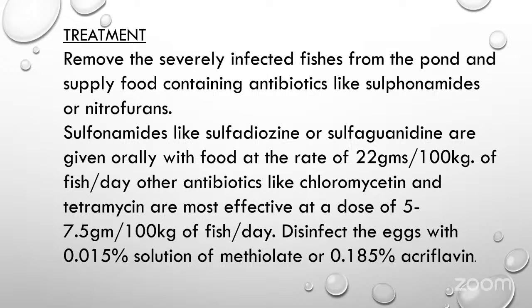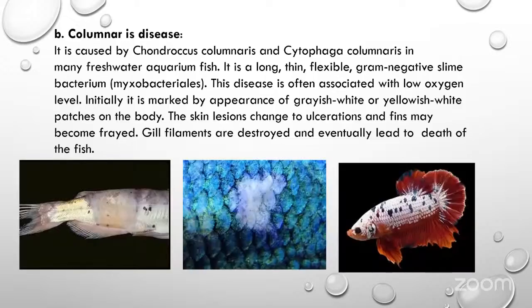Disinfect the eggs with 0.015% solution of merthiolate or 0.185% of acriflavin. The next disease is columnaris disease. It is caused by Chondrococcus columnaris and Cytophaga columnaris in many freshwater aquarium fish. It is a long, thin, flexible, gram-negative slime bacterium, a myxobacterium.